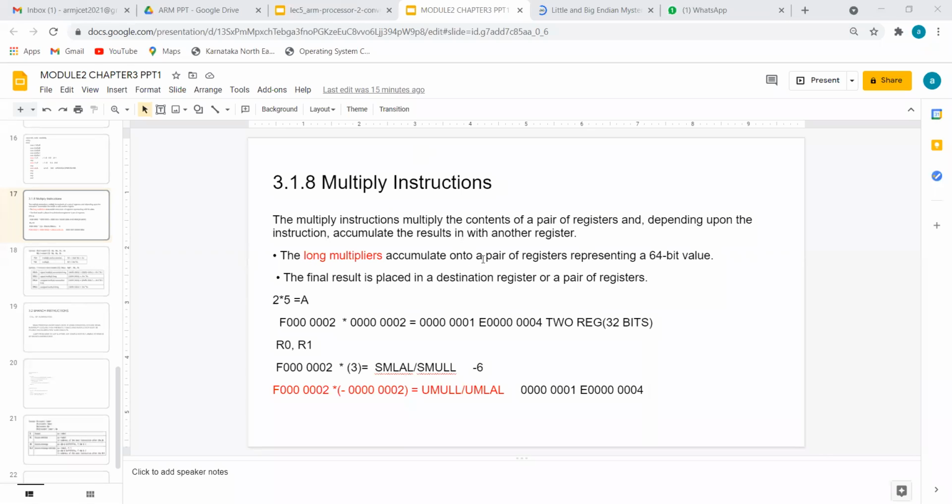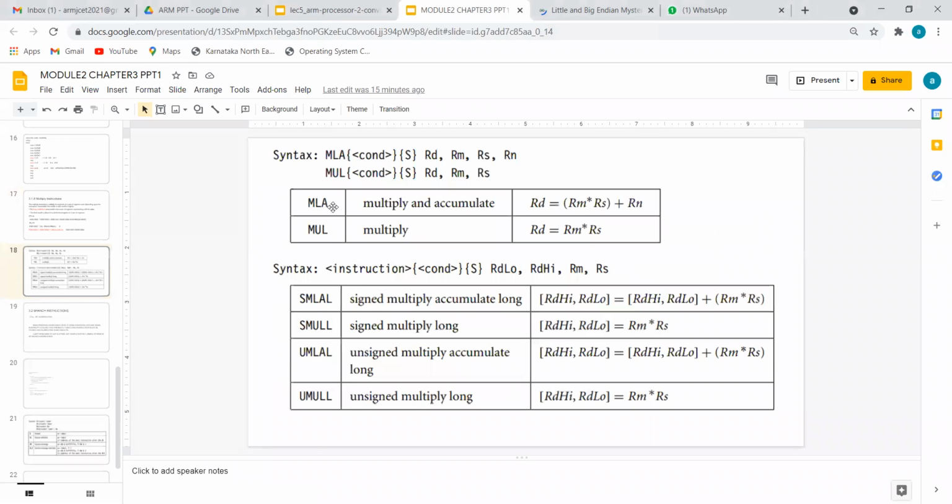Yesterday we started with the multiplication instruction, and we did simple multiplication, like MUL. We took two numbers and multiplied them, and the final answer is stored in the destination. We also saw how MLA works. MLA takes four registers as operands: destination Rd, Rm, Rs, and Rn. The equation to remember is Rd equals Rm times Rs, the product, plus Rn. The fourth operand is the plus. The leftmost register is the destination, and the two in between are the multiplication.